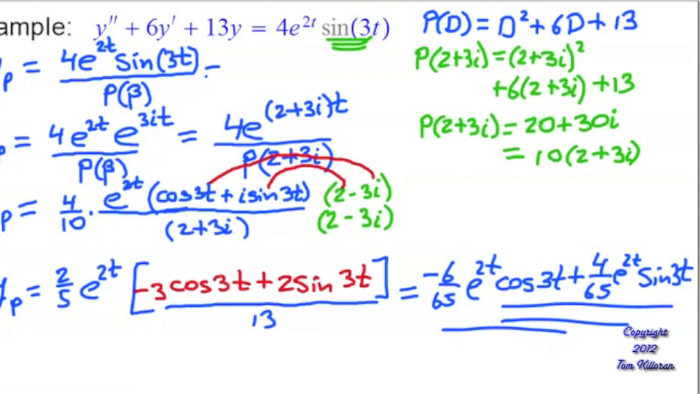And again, what's really nice is those undetermined coefficients just come right out of using this method. You don't have to go searching for them. And that's it.